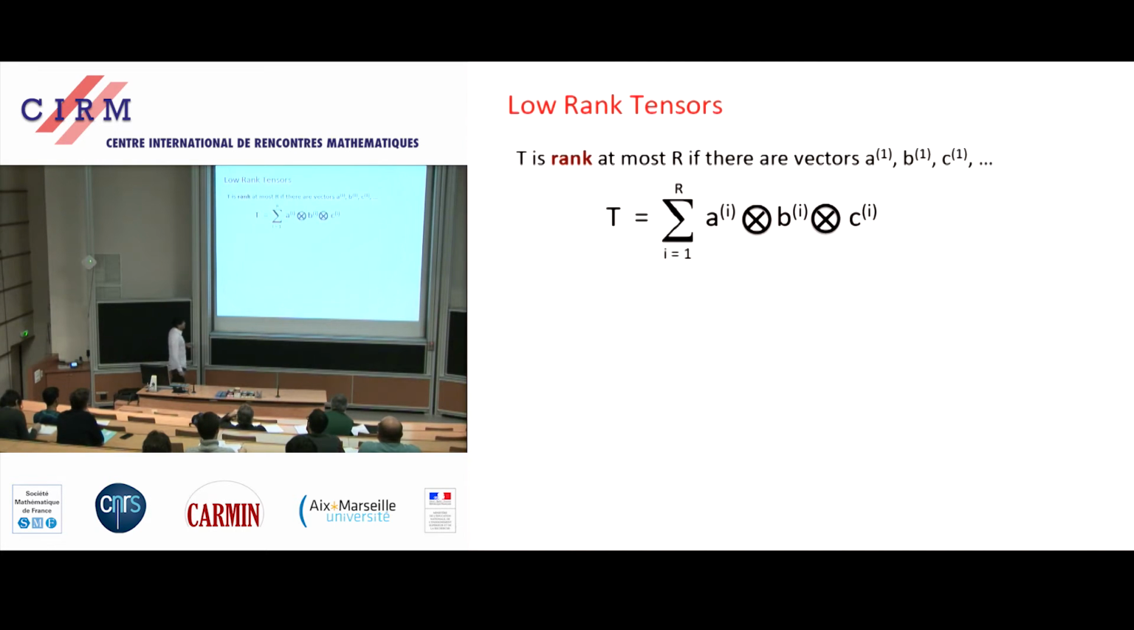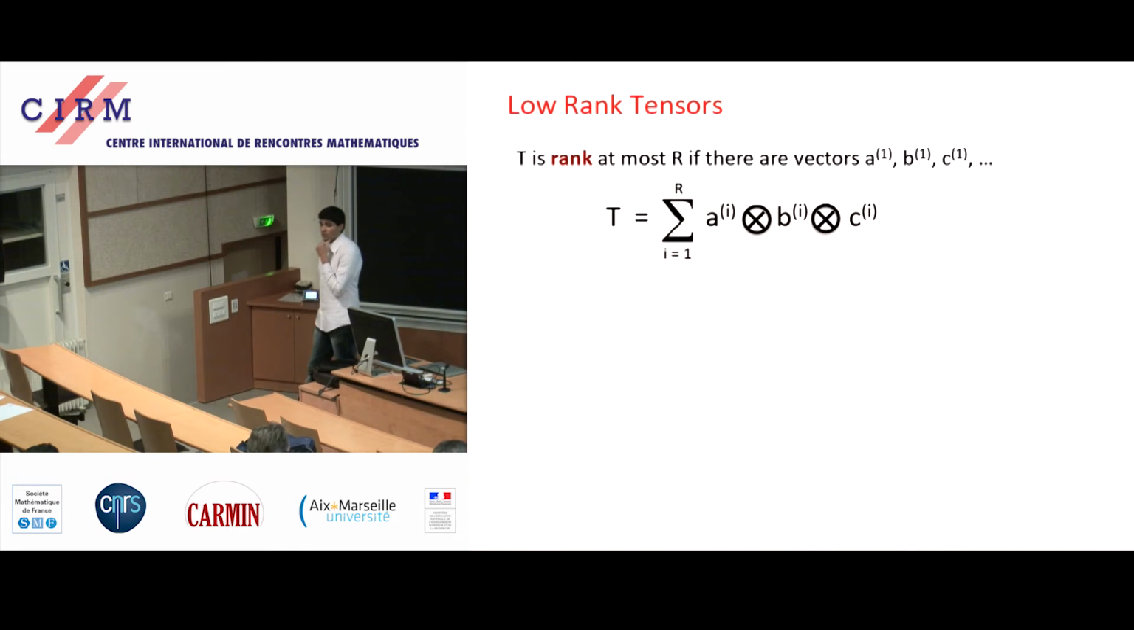All right, so now that we know what rank 1 tensors are, there's a very natural definition, we can naturally extend it to what low rank tensors are. So a tensor T is rank at most R if we can write it as the sum of at most R rank 1 tensors. So a very simple definition.